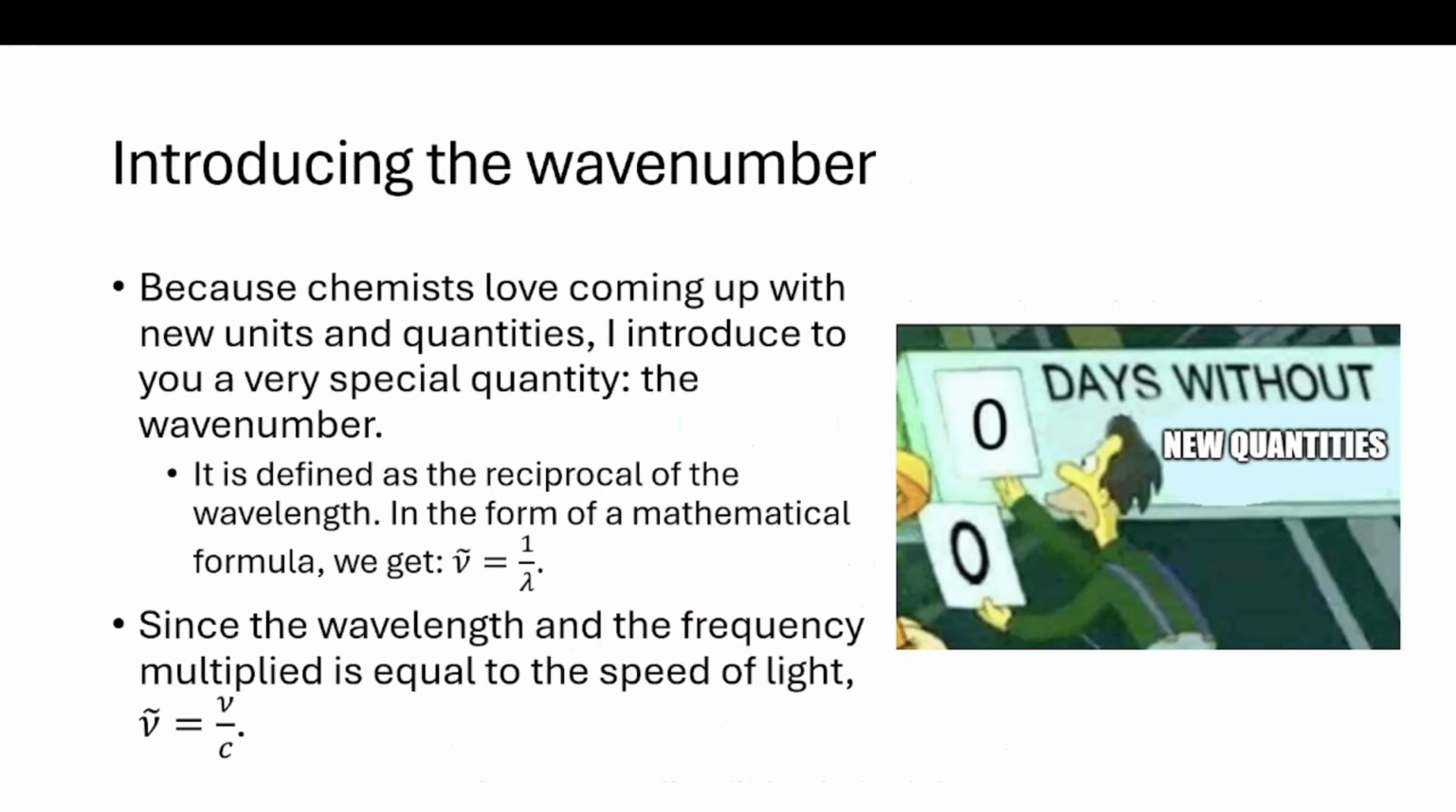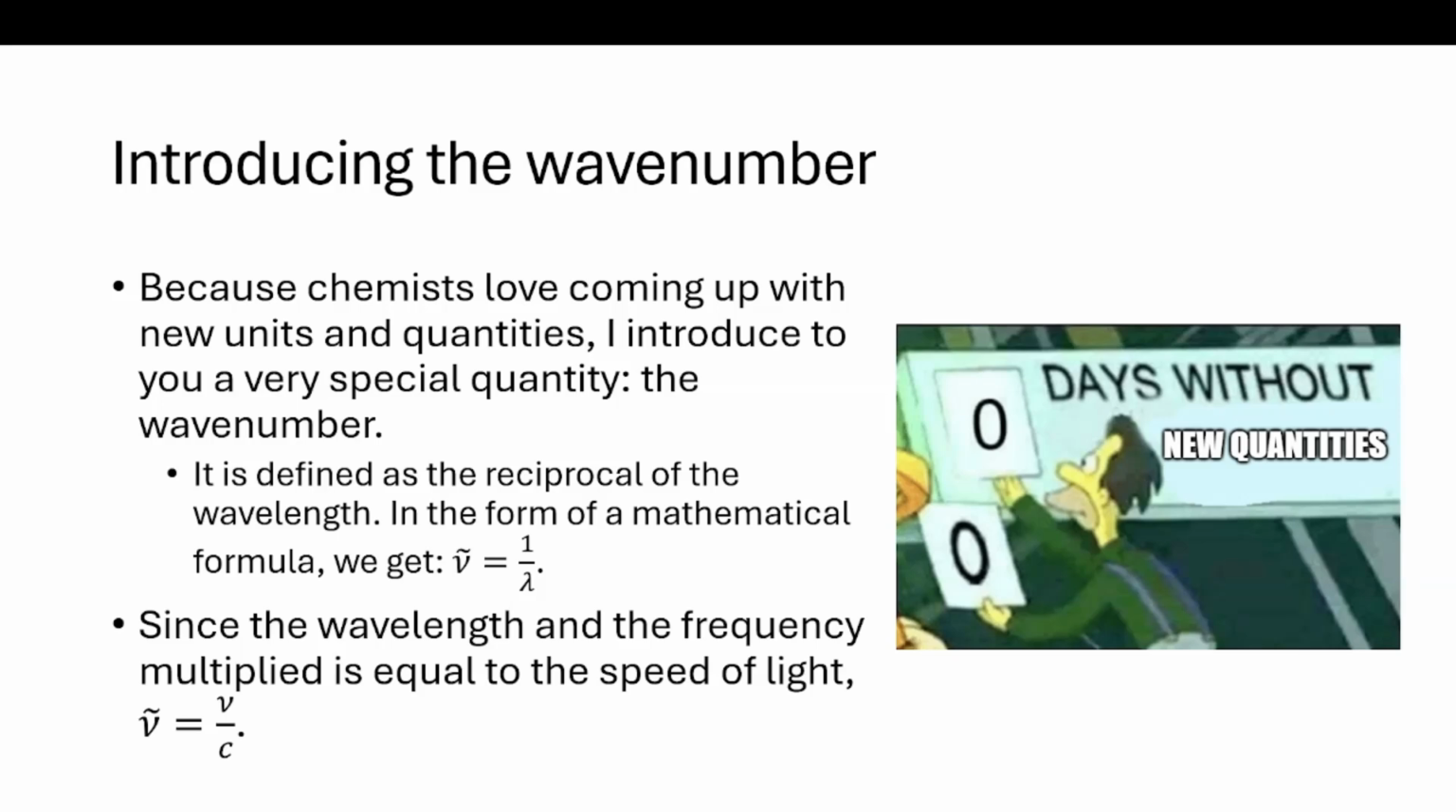Now, on the topic of frequency and wavelength, I want to introduce a new quantity. This is known as the wave number, and it is defined as the reciprocal of the wavelength, or in other terms, 1 over the wavelength. Since for any photon, frequency multiplied by wavelength gives the speed of light, we can state that the wave number is also equal to the frequency divided by the speed of light.